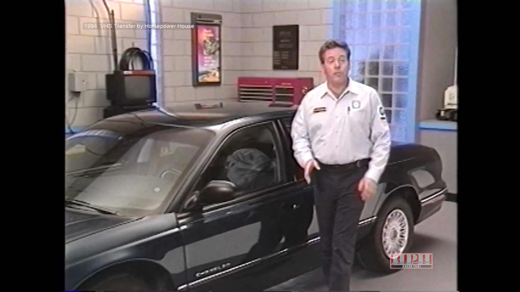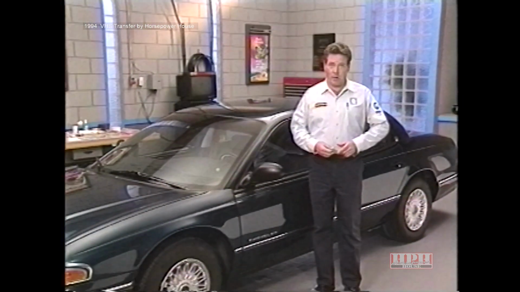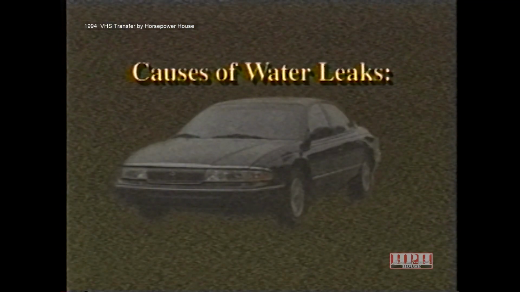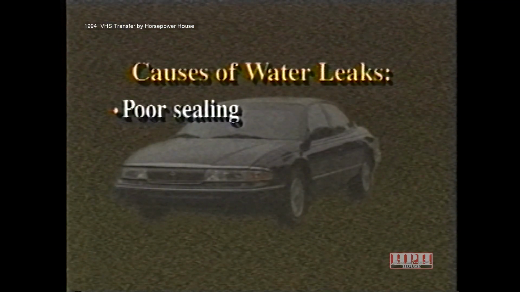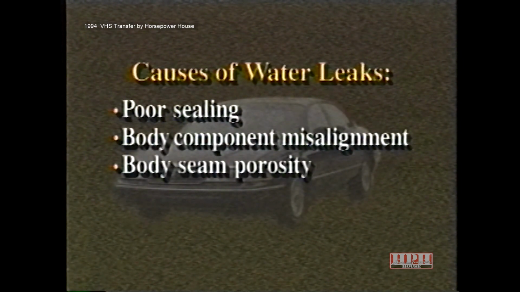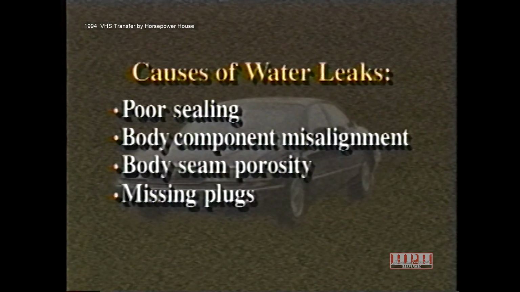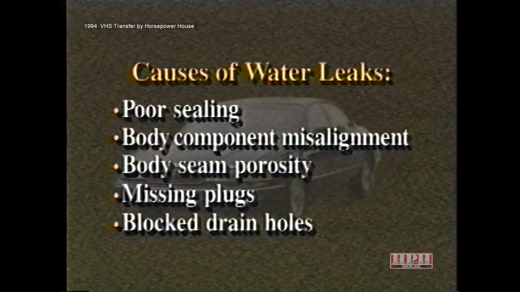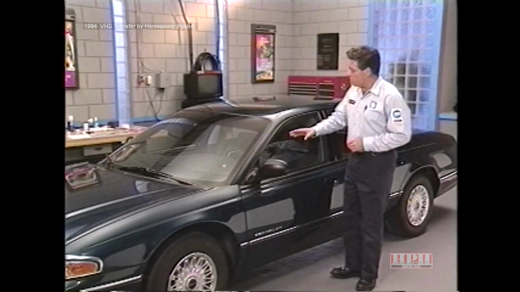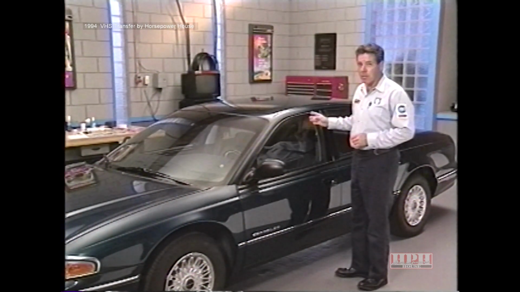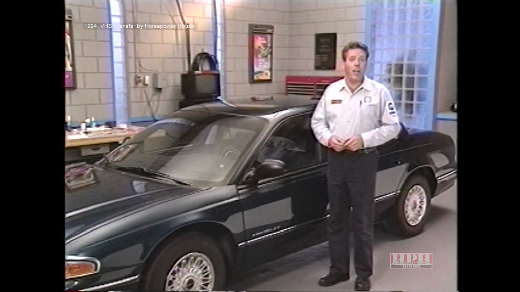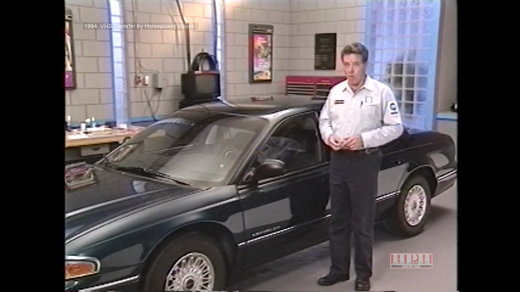Almost as common, and certainly just as annoying as wind noise, are water leaks. Like wind noise, water leaks may be caused by poor sealing, body component misalignment, body seam porosity, missing plugs, and in addition, blocked drain holes. When referring to poor sealing, we most often think of the seals around the front and rear windows, or weather strip around the doors, door windows, deck lids, tailgates, rear hatches, and sunroofs.